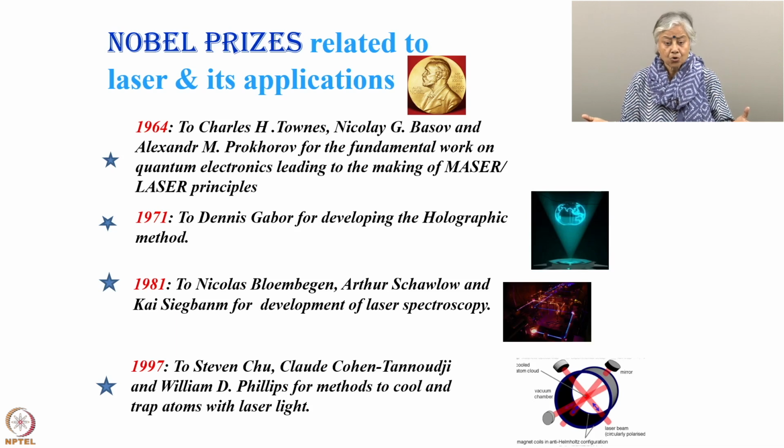Actually, the holographic method can be done with usual light, not a laser light, but it is very, very difficult to get a hologram with that. So, that's why the 1971 prize went to this discovery of the holographic method. Next you come to 1981. Again, the Nobel Prize in Physics goes to the realm of lasers. It was given to Nicolaas Bloembergen, Arthur Schawlow and Kai Siegbahn for the development of laser spectroscopy.